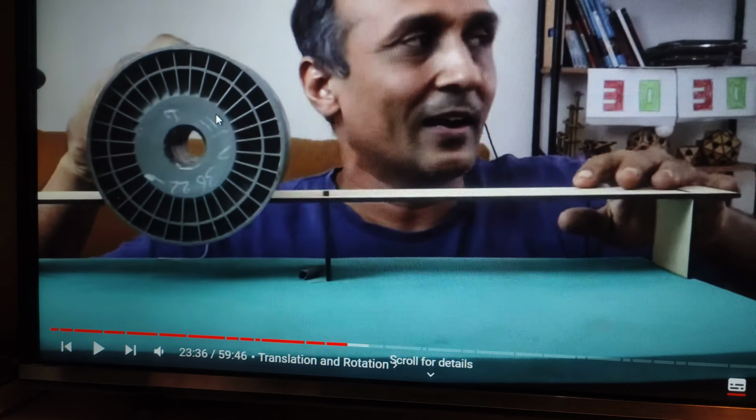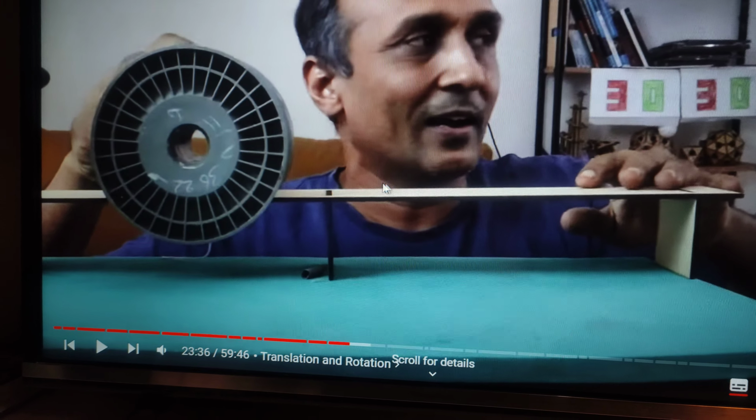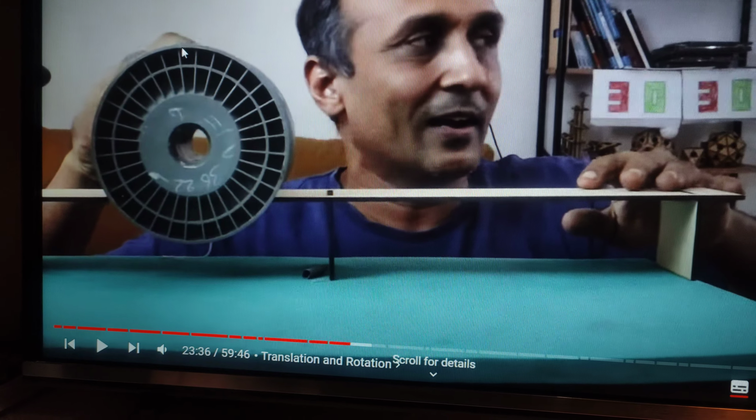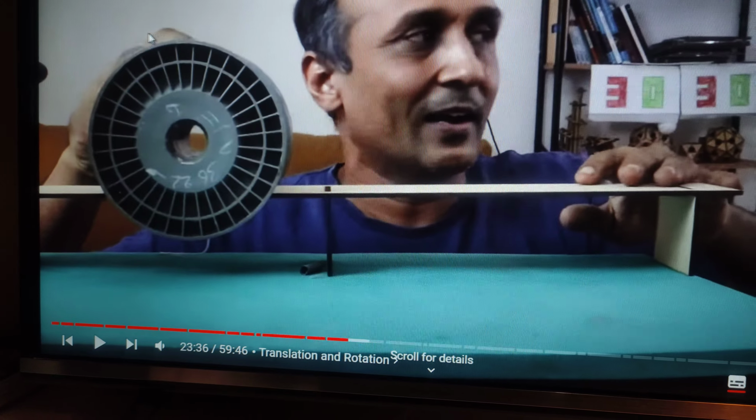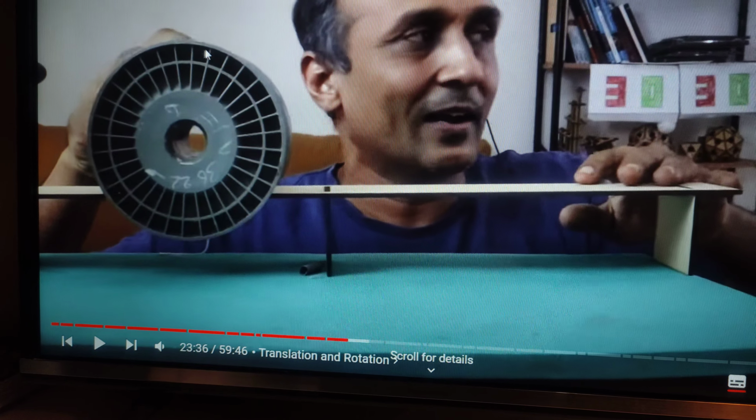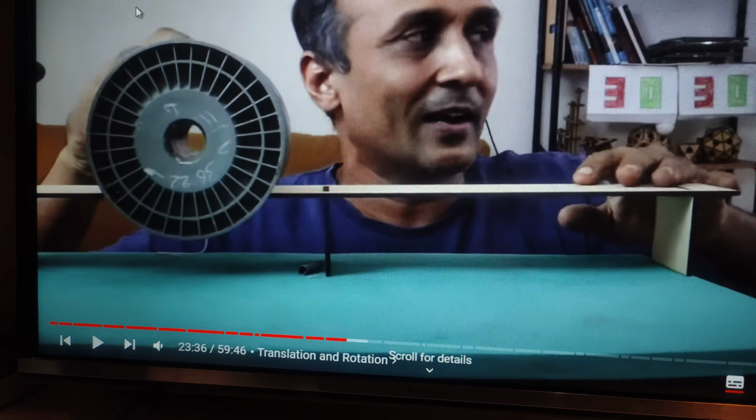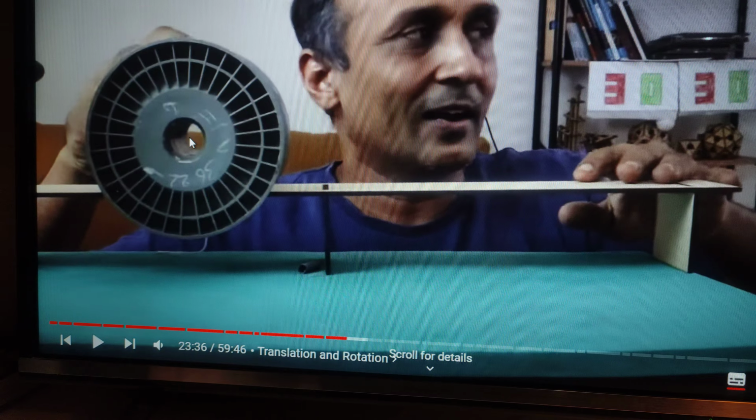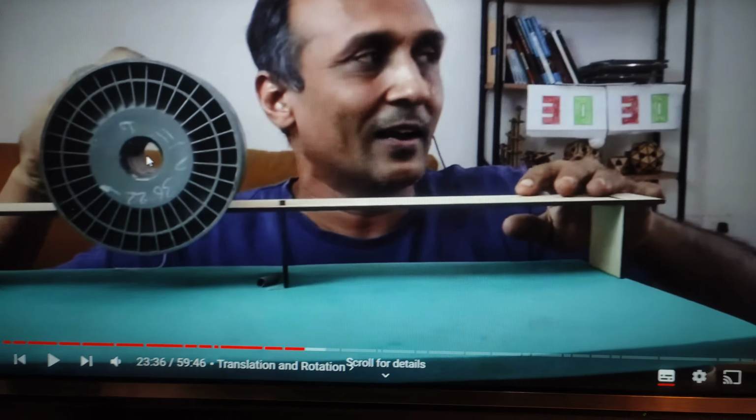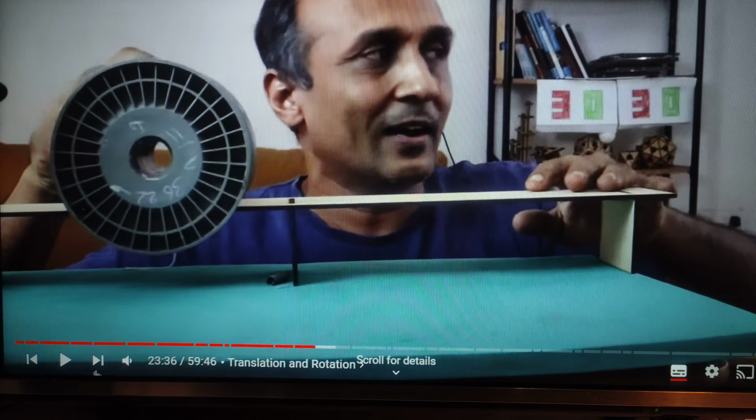So the question is, if the spool rolls, what would be the distance traveled by an object which is placed on the outer circumference? So if, let's say, I put a slab over here, how much distance would this slab travel in comparison to the distance traveled by the center of the spool? So let's just see what happens over here.